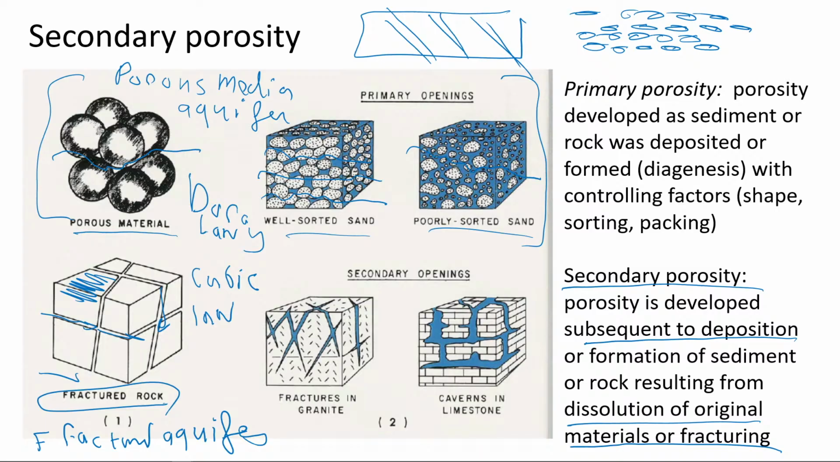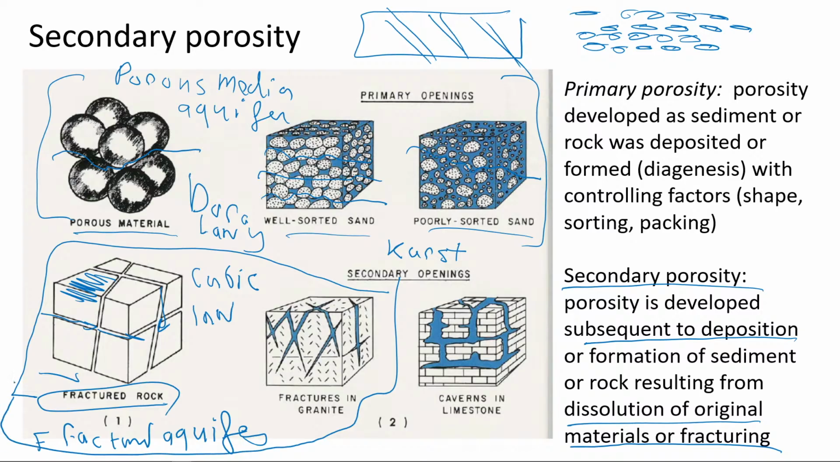Yes, there is a third type of aquifer, which is called the karst aquifer. Karst aquifers occur in limestone, and in karst aquifer, that's a fractured rock. These two are fractured rocks. This too is fractured rock. This is called a karst aquifer.